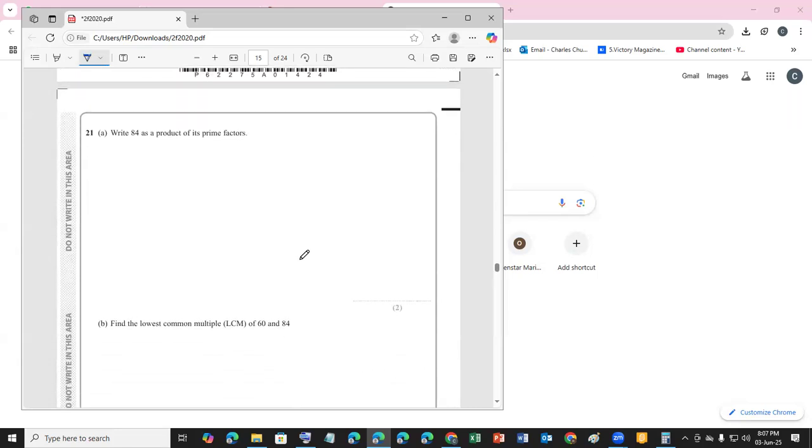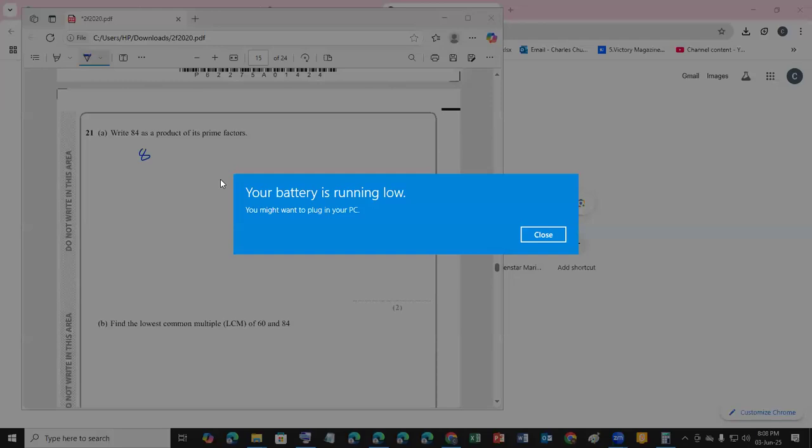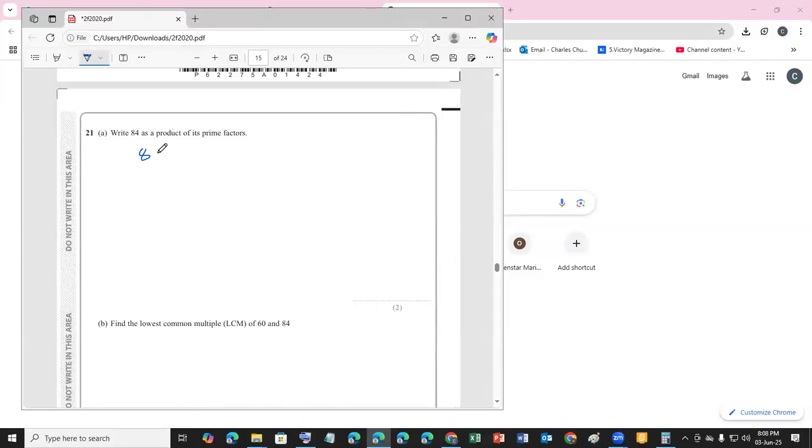Let me see. I am running on a pretty low battery, but let's see if I can run this quickly. It says write 84 as a product of its prime factors. Okay. Oops, see, I'm not sure I can run. I'm sorry, I don't really have much charge on my battery right now, and I don't have power at the same time. But let me see how far we can go.